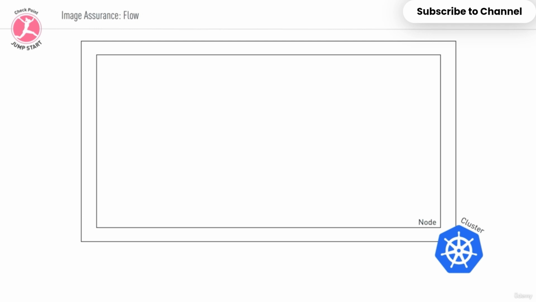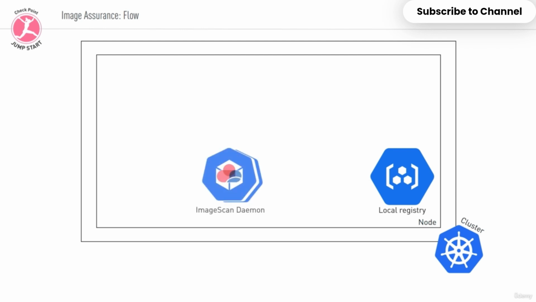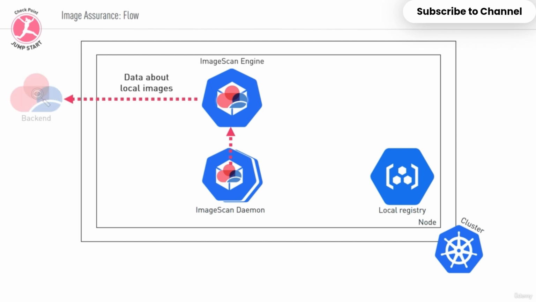So, once deployed, the flow looks like this. Regardless of CloudGuard, for pod redundancy purposes, Kubernetes saves container images locally in the cluster for every pod it handles. In each of the cluster's nodes, CloudGuard maintains an image scan daemon, which scans the list of locally stored images by calling the cluster's internal container registry. This information is relayed to the image scan engine, which is then relayed to the backend.